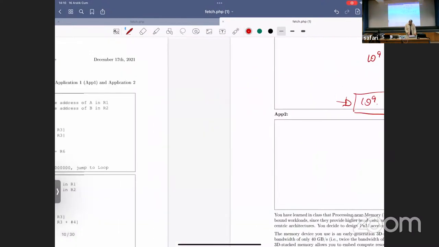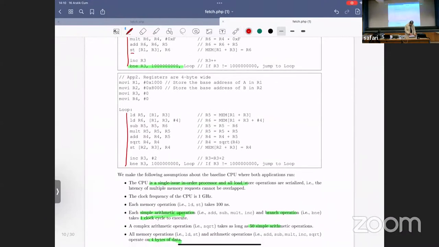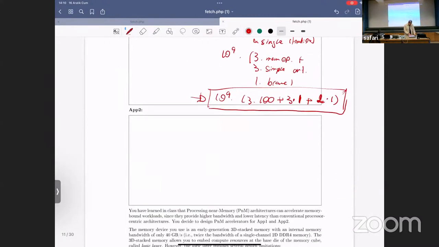Okay, so for the second application, you do the same. You check here. This is a bit different. If you look at the branch operation here, the increment for this branch is increments of 2. So this is going to actually execute.